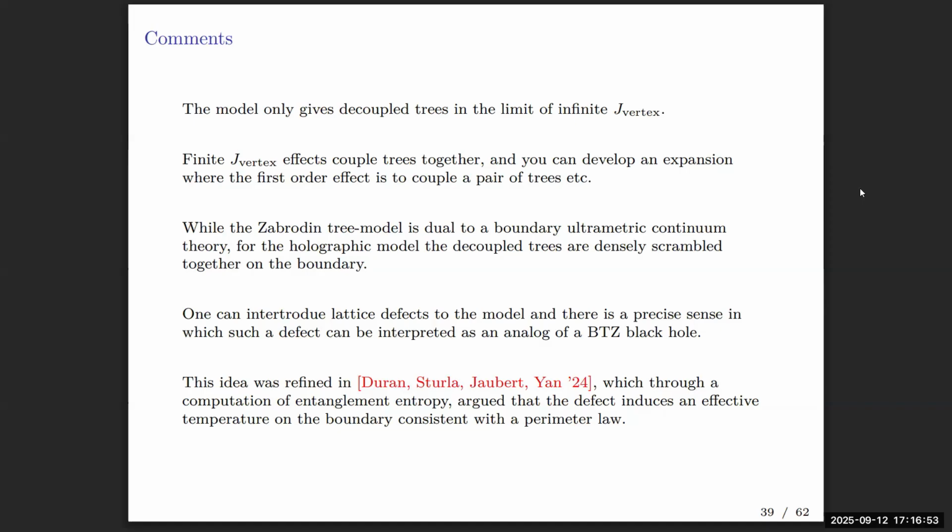And then this subordinate model, I mentioned it has this duality, right? But the dual model that sits on the boundary, these decoupled trees are totally scrambled together. So at least if you go into this blind, it would be very hard to see that you had a boundary theory corresponding to your bulk theory, because it's all meshed together, scrambled on the boundary.